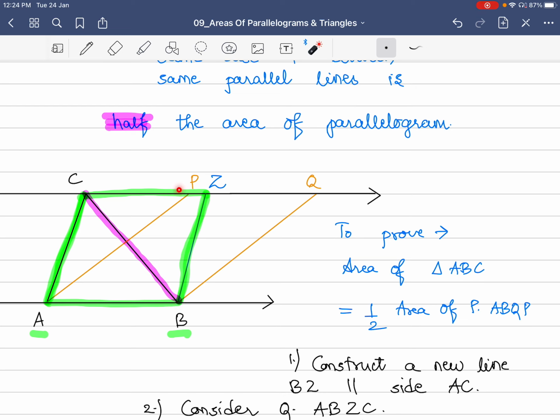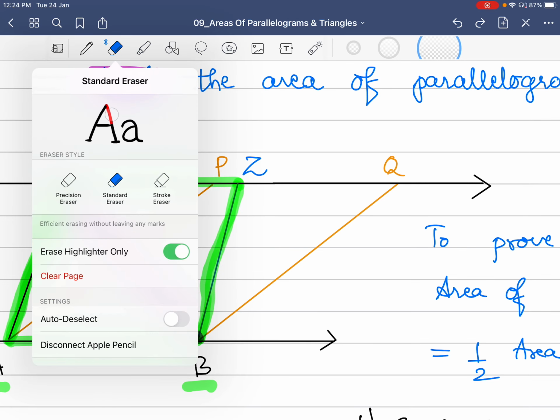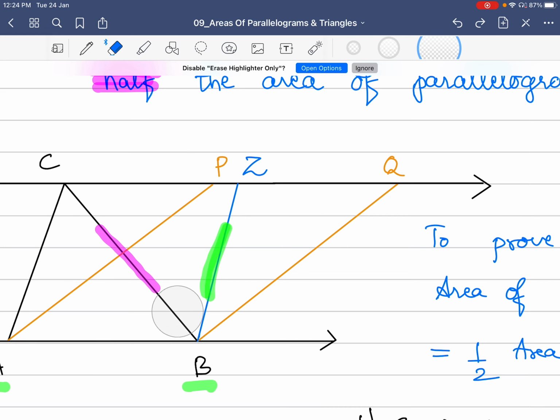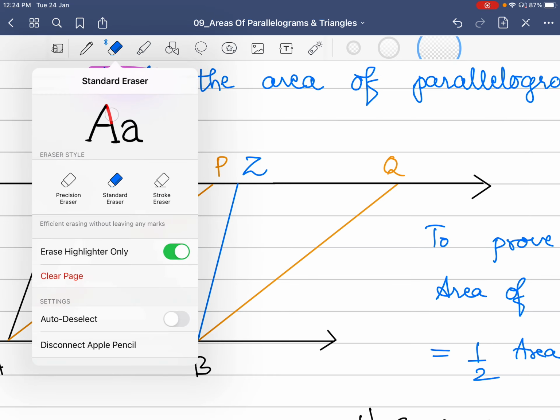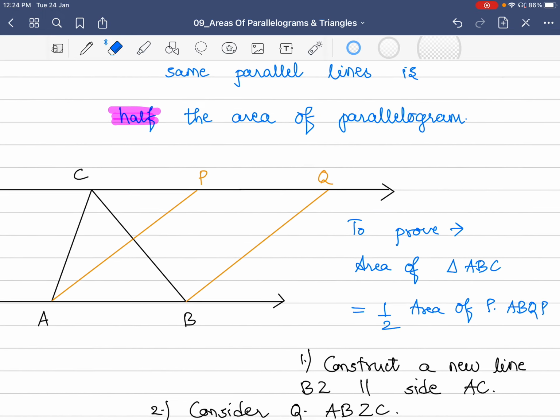So ABQP. BZ did not exist. BZ is a line which we constructed in order to prove this theorem. So if I erase BZ, which is what I'm going to do now. First, let's remove the highlighted things. As you can see, BZ is something which we constructed on our own. So let's erase that. This didn't exist. So this was our original figure, and we wanted to prove that this triangle ABC is half the area of this parallelogram, and we have successfully proven that.